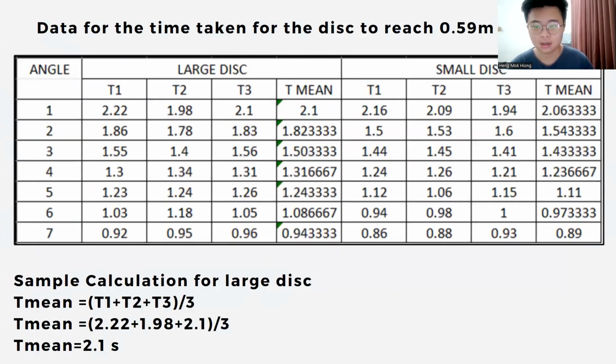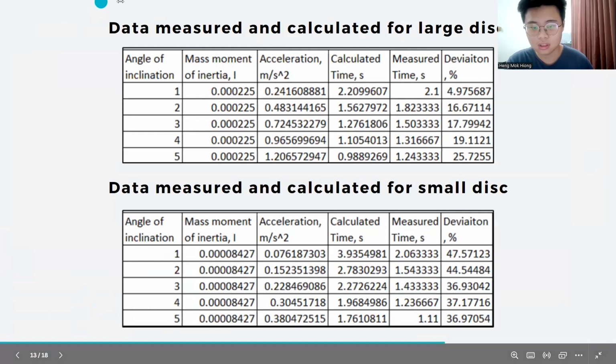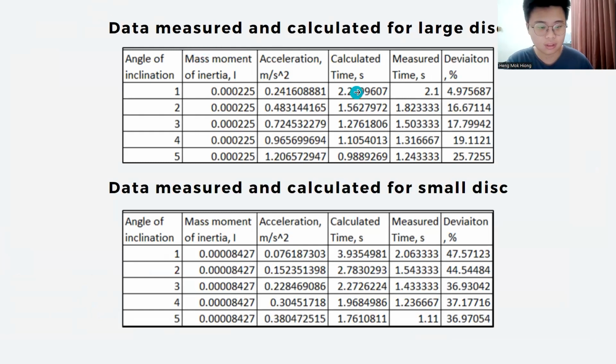So this is the data I got for reaching the 0.59 meter distance, for the large disk and the small disk. For example, in the sample calculation, T mean equals T1 plus T2 plus T3, divided by 3, and I got 2.1 seconds. So this is the data measured and calculated for the large disk and the small disk.